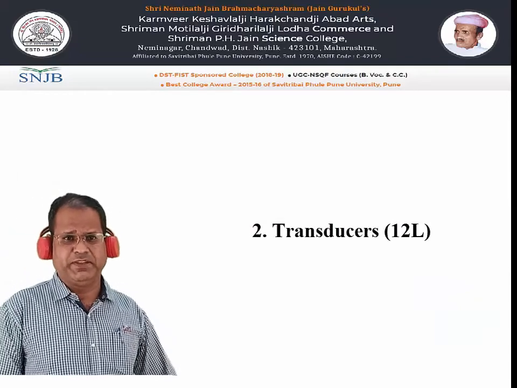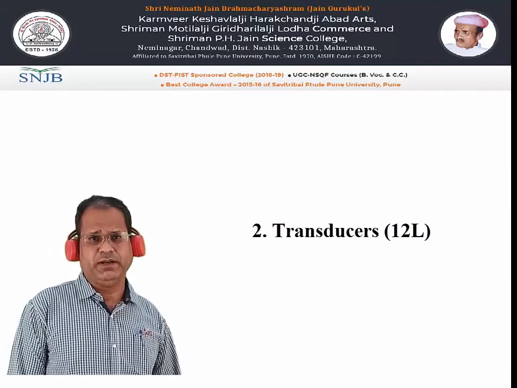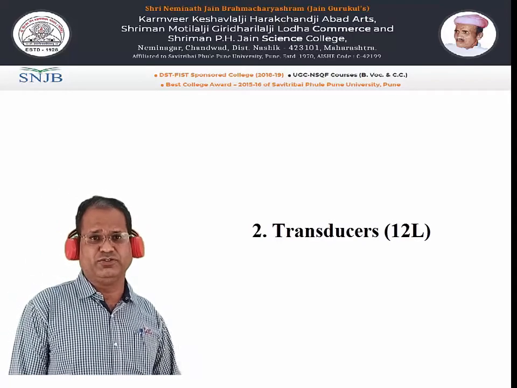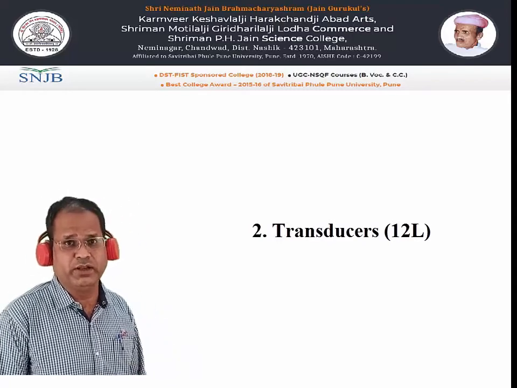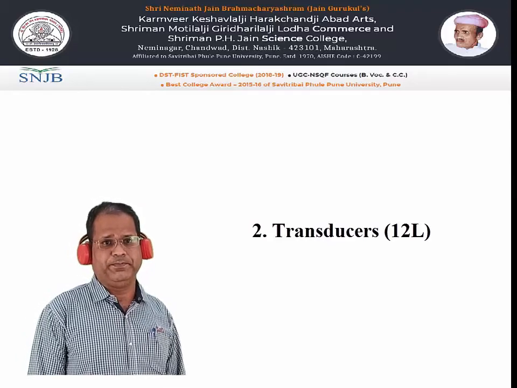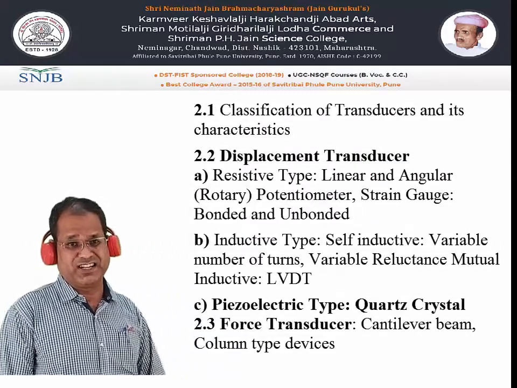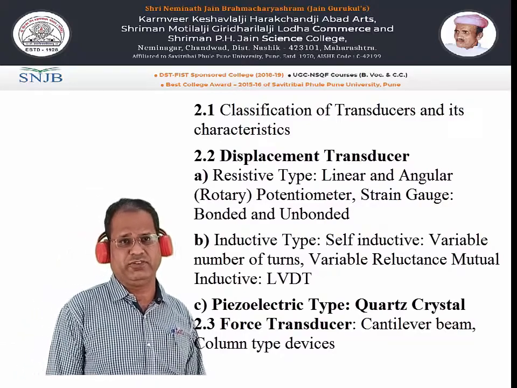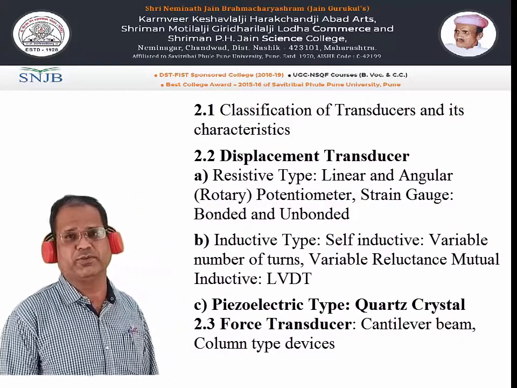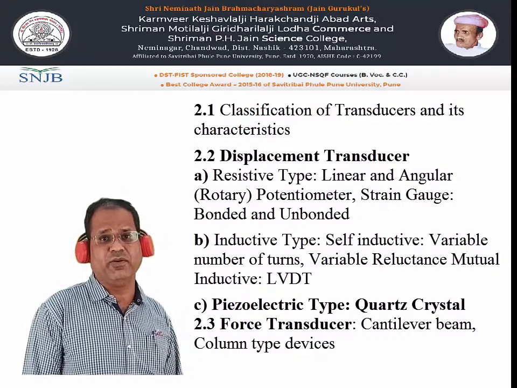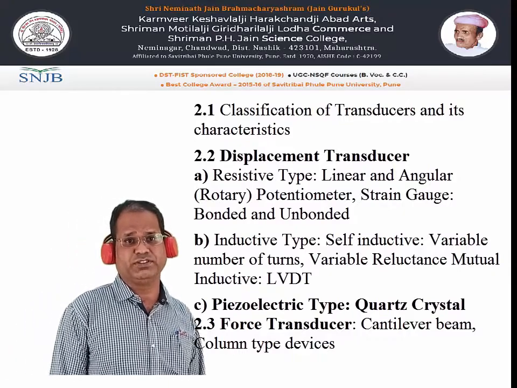Let us see the content of the second chapter. The name of the second chapter is Transducers. For this chapter, a total of 12 lectures are allotted. The first topic for the chapter Transducers is classification of transducers, because there are various types of transducers and we have to see the characteristics of various types of transducers.